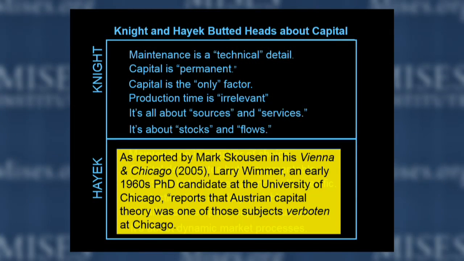As reported by Mark Skousen in his Vienna and Chicago, Larry Wimmer, a 1960s PhD candidate at the University of Chicago, reports that the Austrian theory was one of those subjects verboten in Chicago.